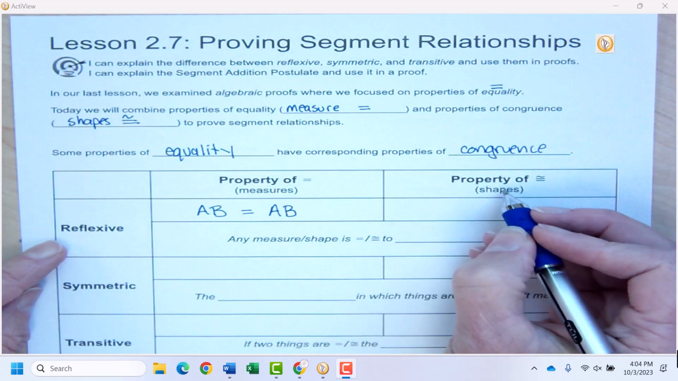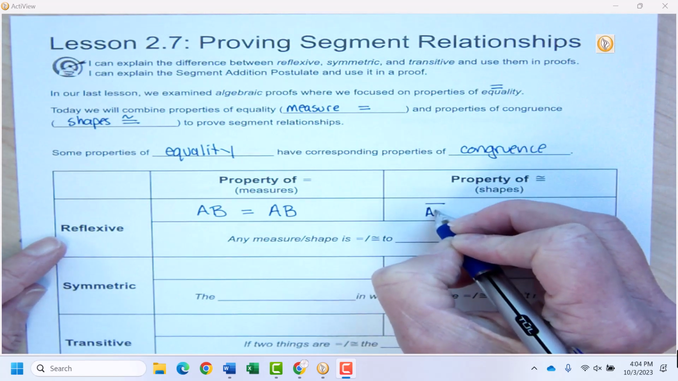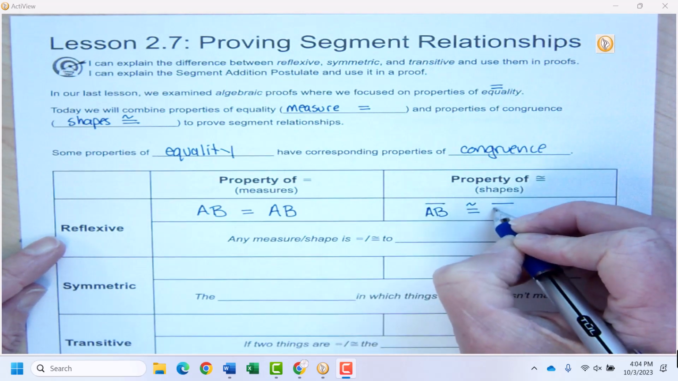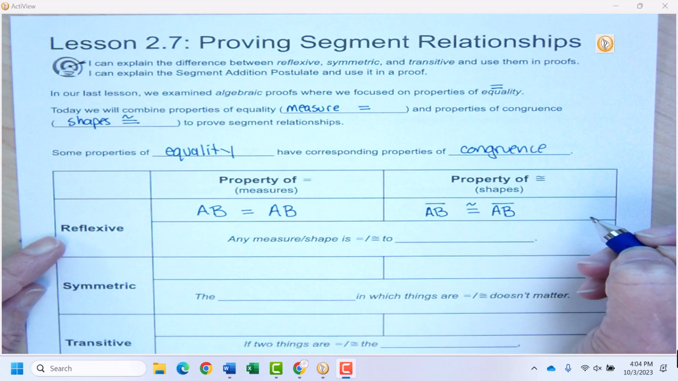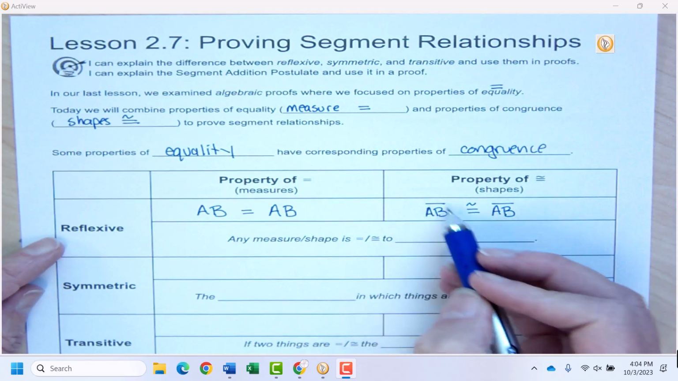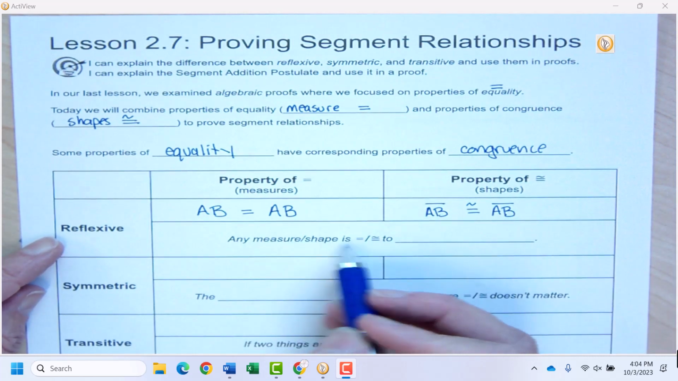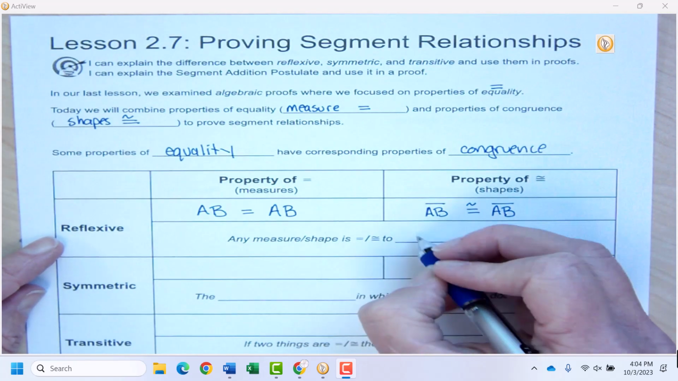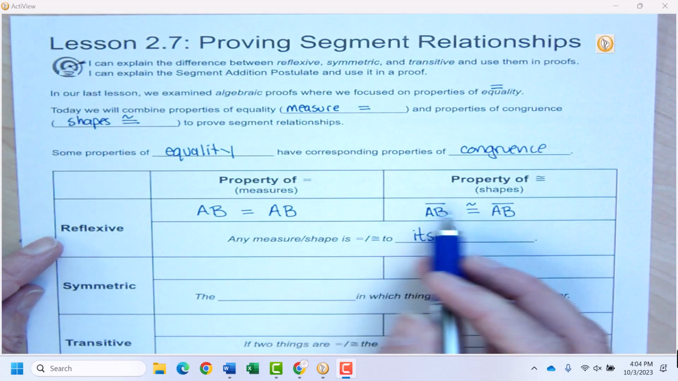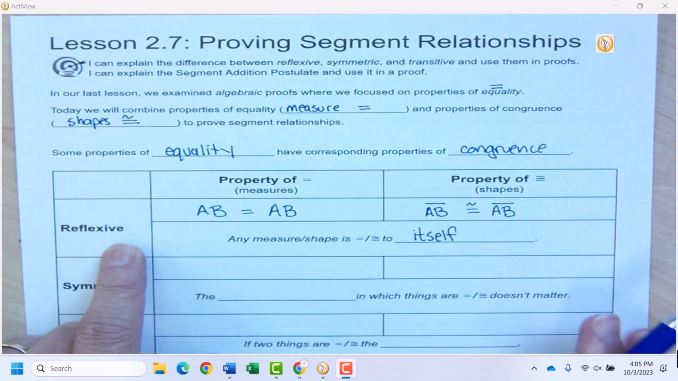The same could be said of shapes. I can say that the shape of segment AB is congruent to the shape of segment AB. So the reflexive property says that any line segment is congruent to itself. So any measure or any shape is equal to and congruent to itself. That's the reflexive property of equality. And I know it seems really obvious, but we're going to call on that a lot in proofs in chapters to come.